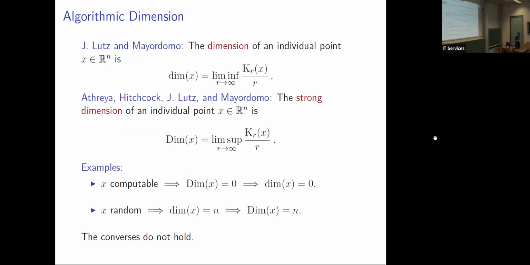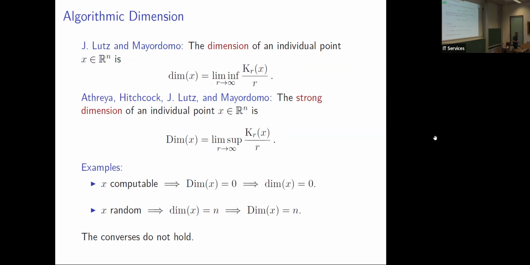So with that, we can look at this ratio of the complexity at precision r of x over that precision r, which you can think of as an information density at precision r. Then we can look at the asymptotic behavior of that density. We define the dimension of this individual point to be the lim inf of that density, and the strong dimension to be the lim sup.